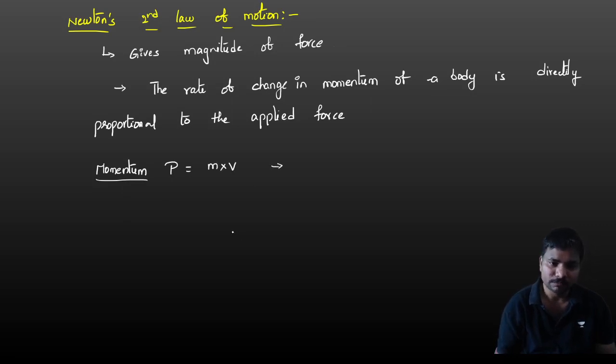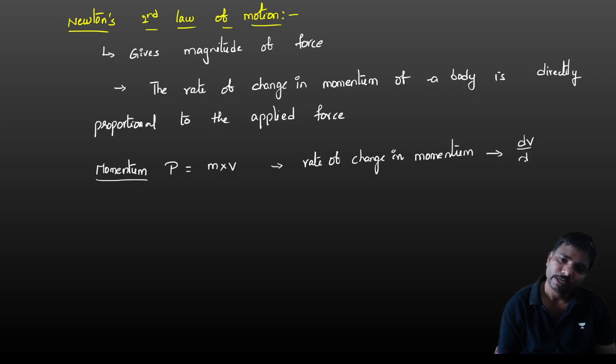Okay, so rate of change in momentum is nothing but rate of change, meaning differential dp by dt. That is the rate of change in momentum. Okay, rate of change in momentum is dp by dt.